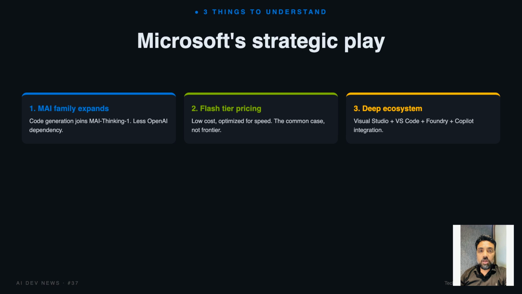The naming follows Google's convention. Flash means fast and affordable. This is not a frontier model competing with Claude Opus on hard problems. It is the high volume tier for the common 70% of code generation requests. Three, integration depth across Microsoft's ecosystem. Inside Visual Studio Code, inside Microsoft Foundry, inside Copilot. So if you live in the Microsoft ecosystem, you don't have to bring your own model. Microsoft brought one for you.